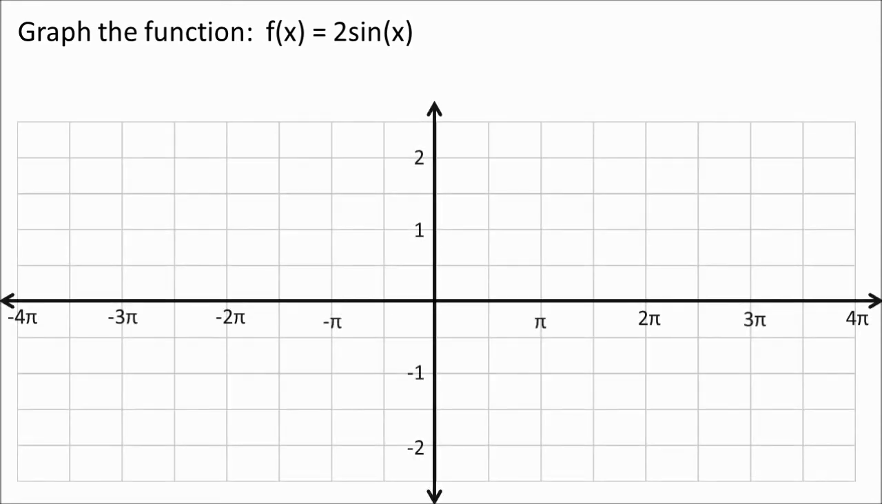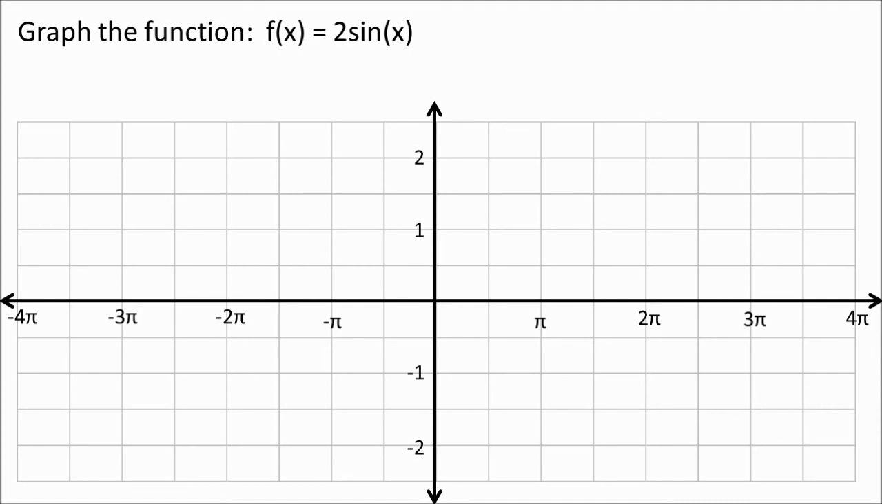So we're going to graph the function f of x equals 2 sine x. And my graph is nice and big. I'm going to do 2 periods in the positive axis and 2 periods in the negative axis. So I have to go from -4 pi to +4 pi. And on the y-axis, since it's 2 sine, I know the amplitude's 2, I have to go at least to the number 2.